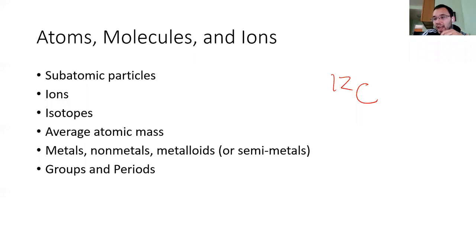We should understand how to find the average atomic mass from its different isotopes. We should know where our metals, nonmetals, and metalloids are, and then our group and our periods.